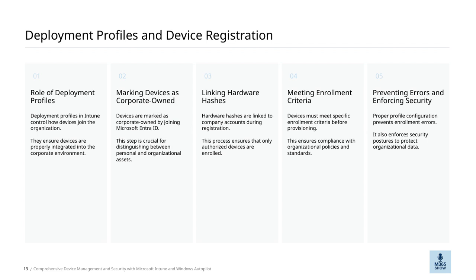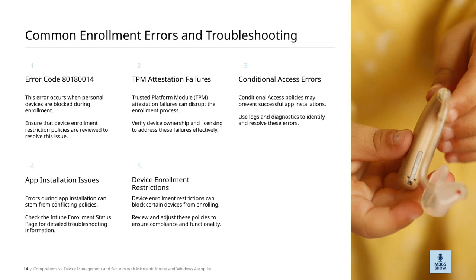They control how devices join the organization. They ensure that each device is properly integrated into our corporate environment, aligning with our management and security strategies. All these steps together create a robust, secure, and efficient device onboarding process. Now, let's take a look at some common enrollment errors and how we can troubleshoot them effectively.